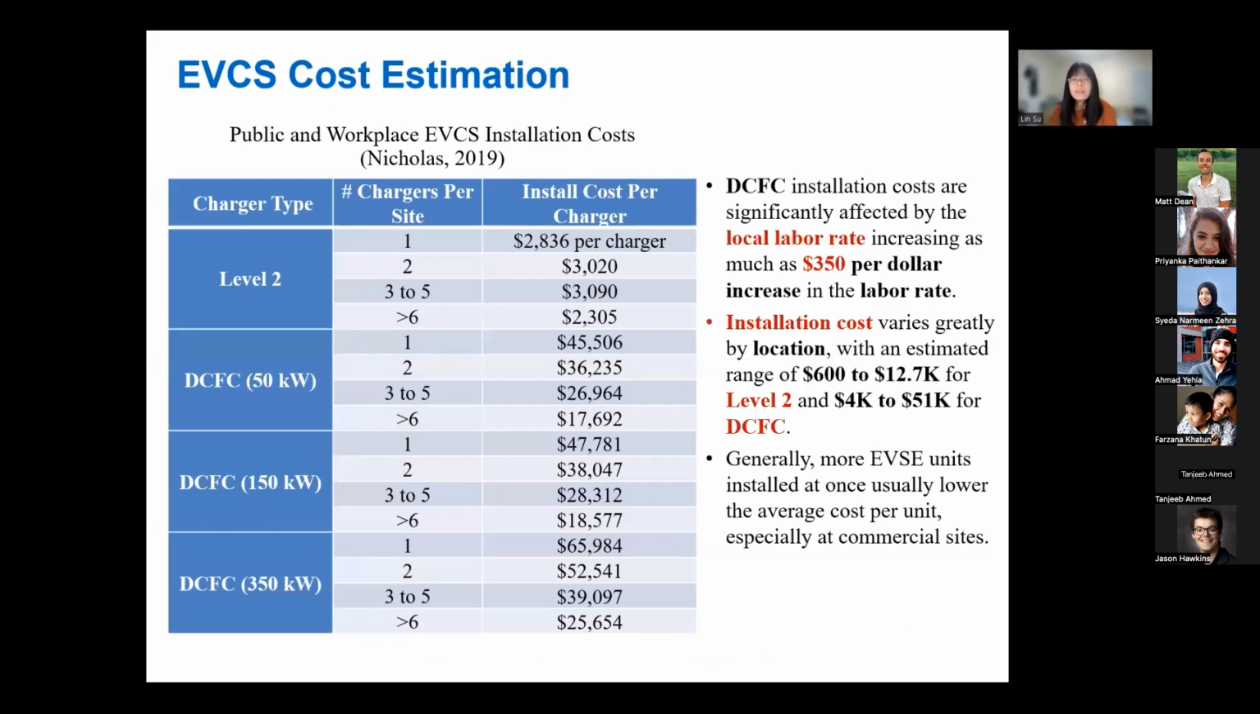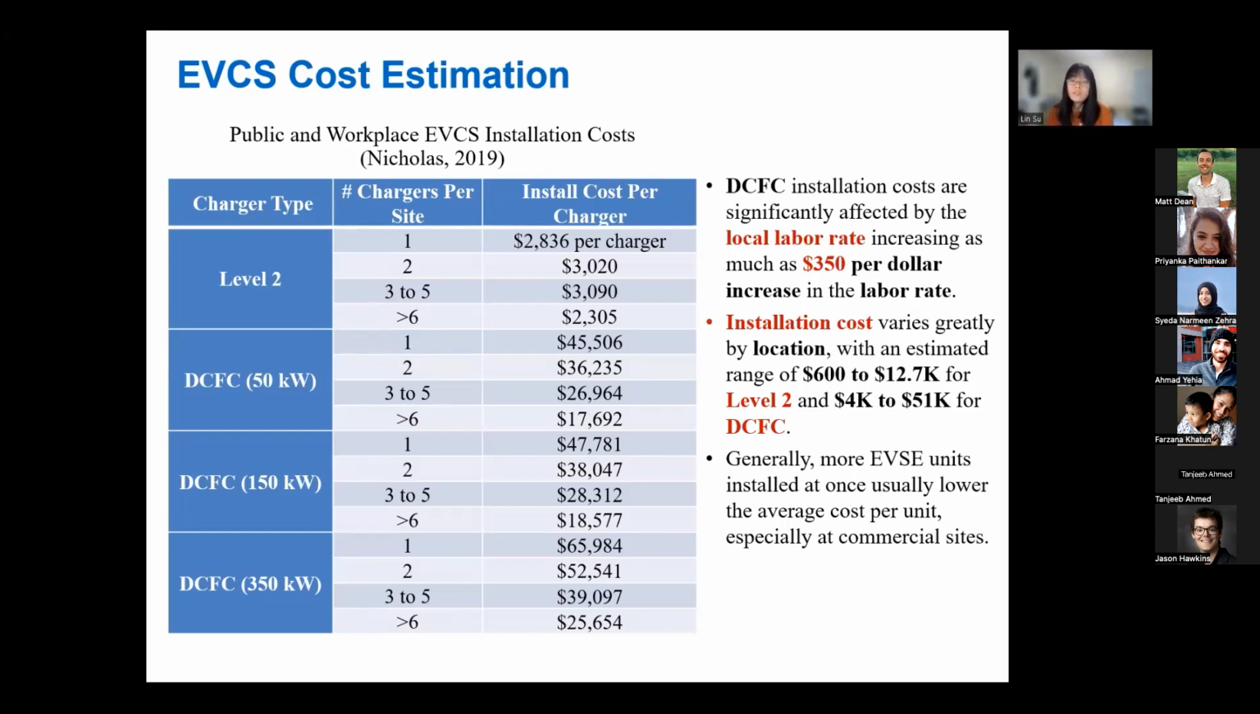Besides the equipment cost, the ICCT working paper also provided the installation cost for EV charging station by charging types and number of chargers as shown in the table. Unlike equipment costs, which are relatively static and depend on the level of charger, the installation cost fluctuates over time and can be subject to market conditions. Local labor rates significantly impact DC fast charging installation cost, which is increasing as much as $350 per dollar increase in the labor rate.